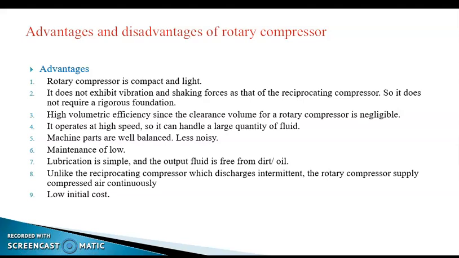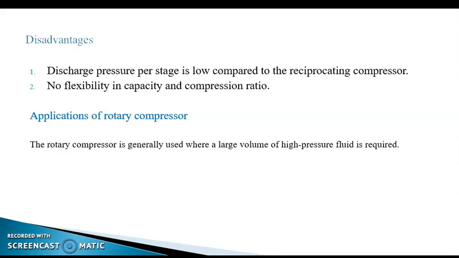Unlike the reciprocating compressor, which discharges intermittently, the rotary compressor supplies compressed air continuously. As on one side you are doing suction, on the other side is compression, so continuously we can supply the compressed air, which is not possible in the single acting reciprocating compressor. And it has a lower initial cost compared to the reciprocating compressor.